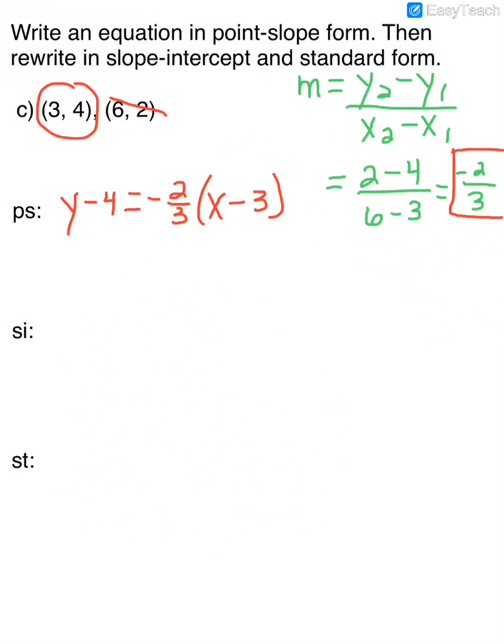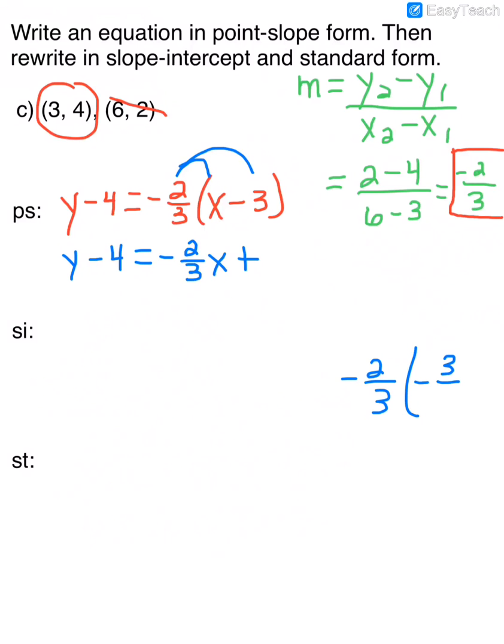To get it into slope-intercept form, I need to get y by itself. But first, I need to get rid of the parentheses. So I'm going to distribute the -2/3. Okay, so I have y minus 4 equals -2/3 x. Then a negative times a negative, that would be a positive. And remember, if I multiply -2/3 times -3, the 3's are going to cancel, and that becomes a positive 2 over 1, which is just 2. So plus 2.